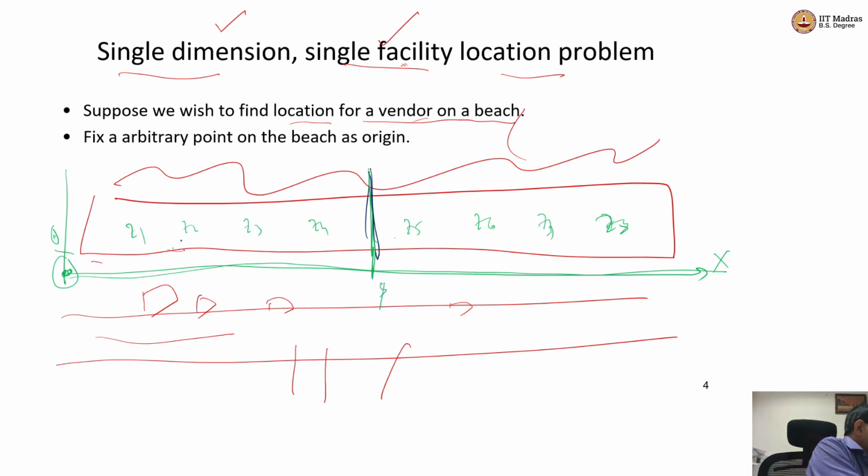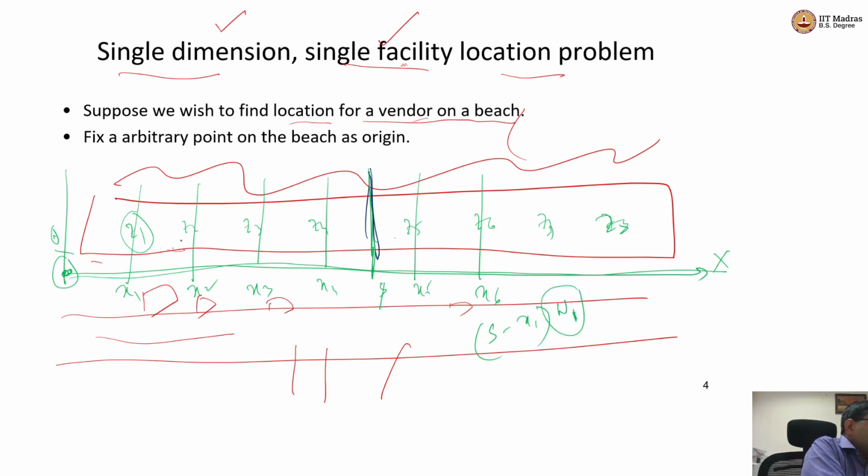What is the x coordinate of zone 1? Let us say this is x1. For zone 2 it is x2, for zone 3 it is x3, for zone 4 it is x4, zone 5 it is x5, zone 6 x6, and so on. So what is the distance that zone 1 consumers have to travel? The distance that they travel is s minus x1. And how many consumers potentially do you want to take this distance? You want w1 number of consumers to take this travel so that they can come and visit your facility.